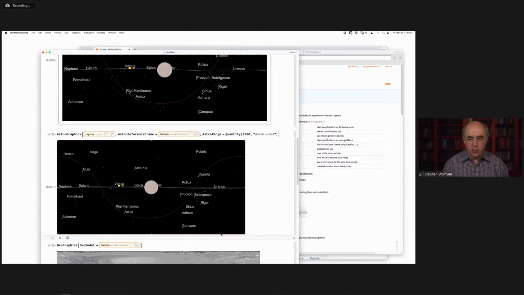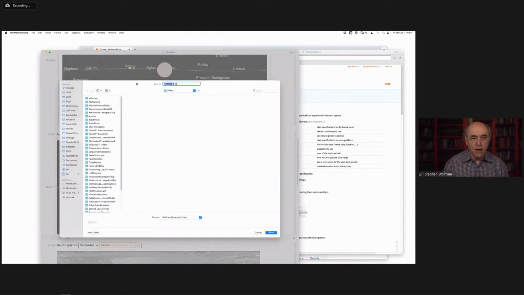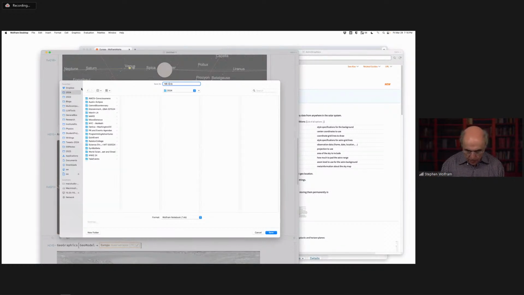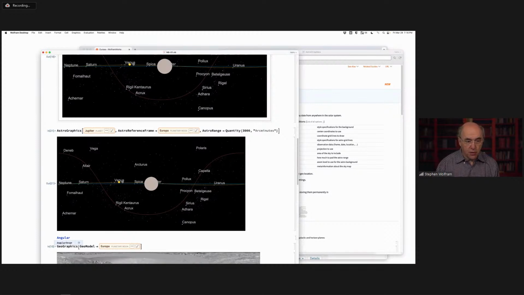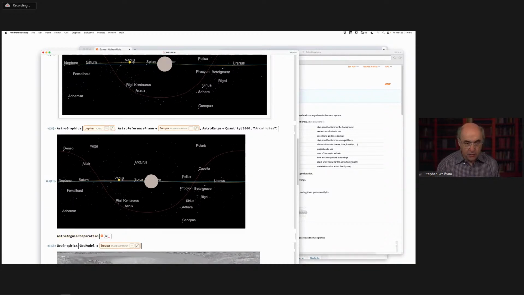So now what we want to do is, let me put this away somewhere. Where am I going to put it? Let's just put it here now. Let's do this as a function of time, and we should see the actual position relative to Jupiter. We should see Jupiter covering the sun from Europa. And so what we could do is say, what's the angular separation between Jupiter and the sun?